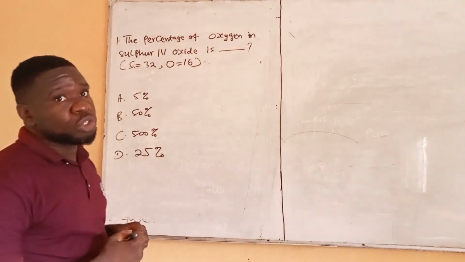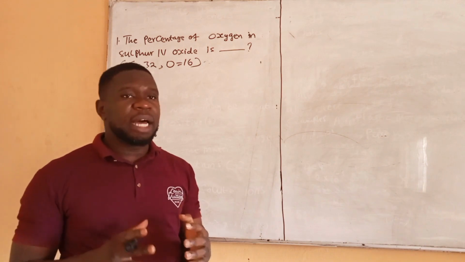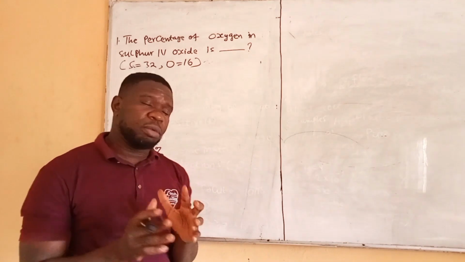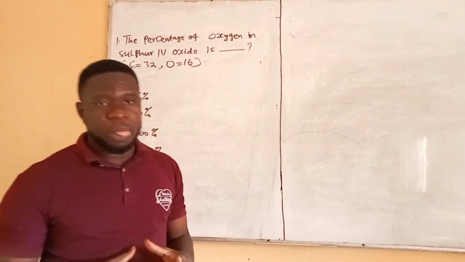For us to solve this question, first of all we need to know the chemical formula for sulfur(IV) oxide. You can see it is not given to us. So if you don't know the chemical formula of sulfur(IV) oxide, then we cannot solve this question.